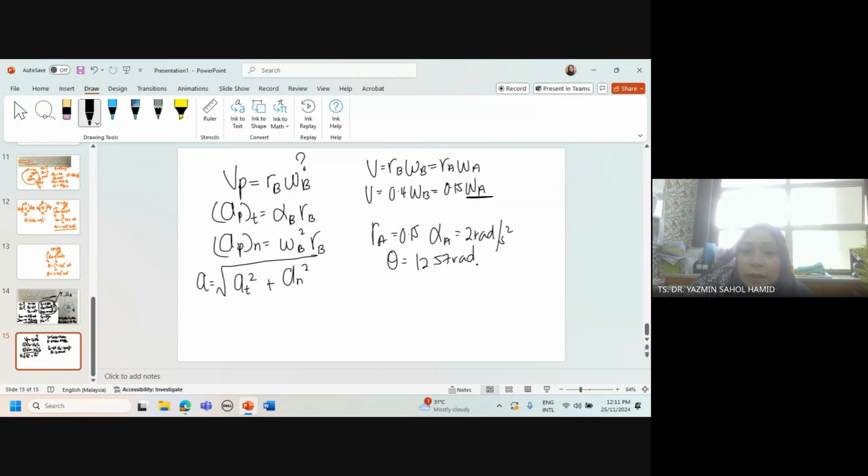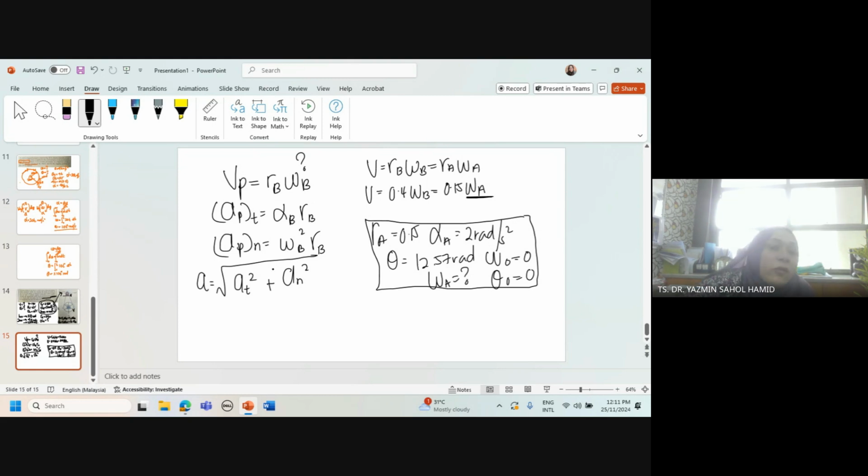So kita ada maklumat ni dan kita juga tahu dia start from rest. Kalau dia start from rest, kita tahu omega naught sama dengan kosong dan theta naught pun sama dengan kosong. So daripada maklumat ni kita kena cari omega A. Okay, macam mana kita nak cari omega A? Kita boleh guna formula constant acceleration.